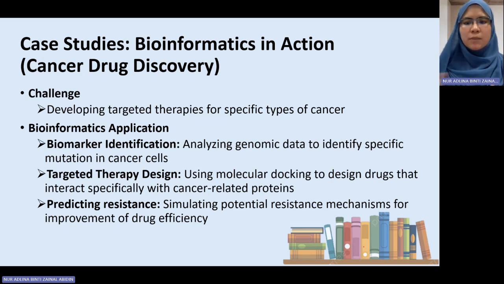Using bioinformatics, we are able to compile and assemble large genomic sequences for analysis in order to identify specific mutations, for example, the BRCA1 and BRCA2 genetic mutations in breast cancer.